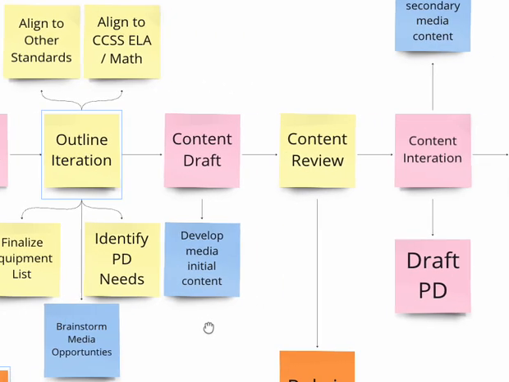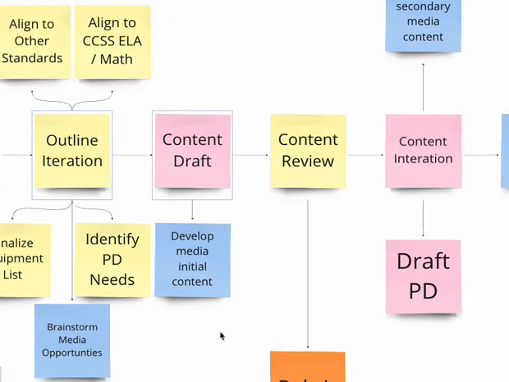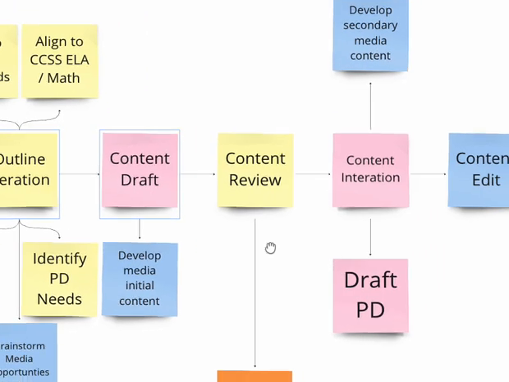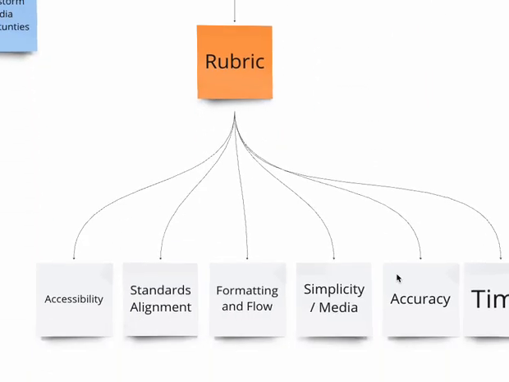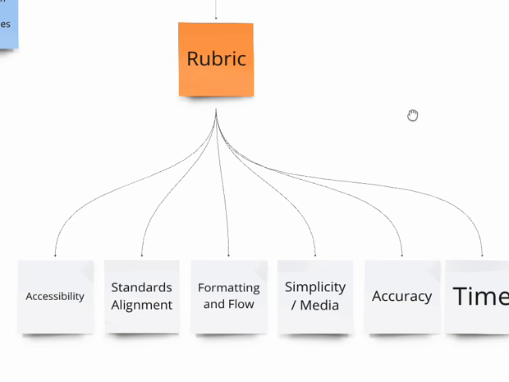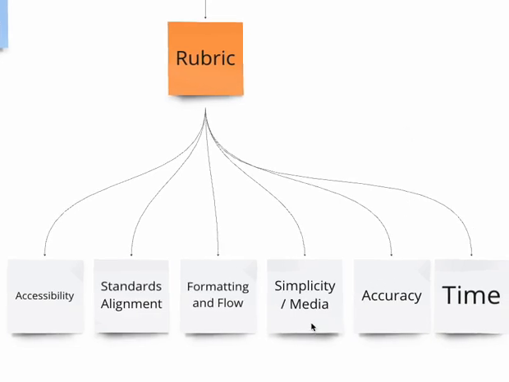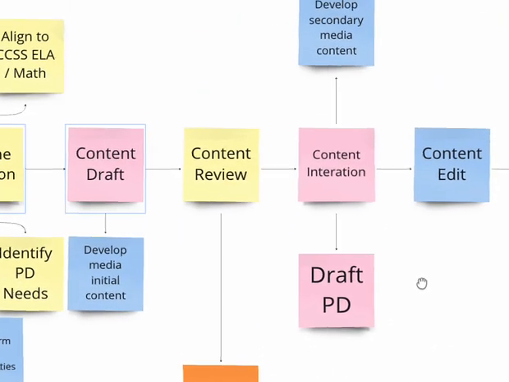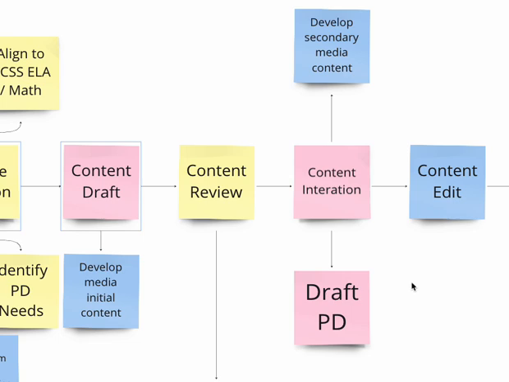Once that is done, the outline moves to the developer to create a draft of it, where they will also draft initial media content requests as well. And then the draft moves to our instructional design management team. They are going to review that, again, using a rubric. This rubric will really focus on accessibility, standards alignment, formatting and flow, the use of media and keeping it simple, accuracy of the content, and then time and grade level alignment, which does include reading level as well.